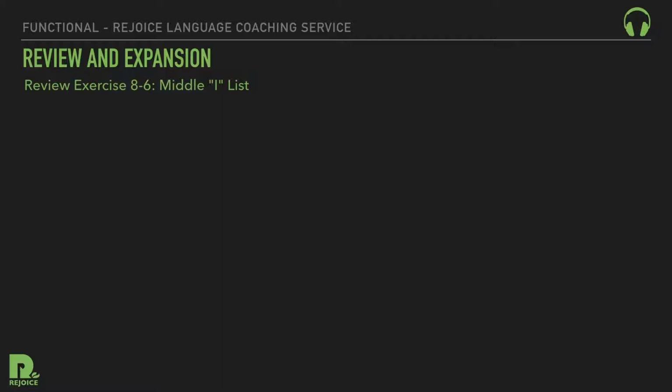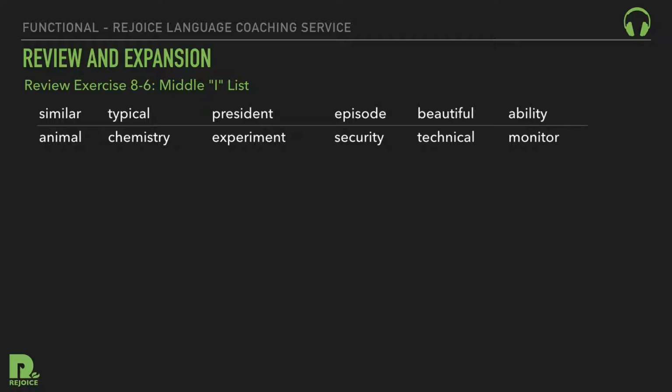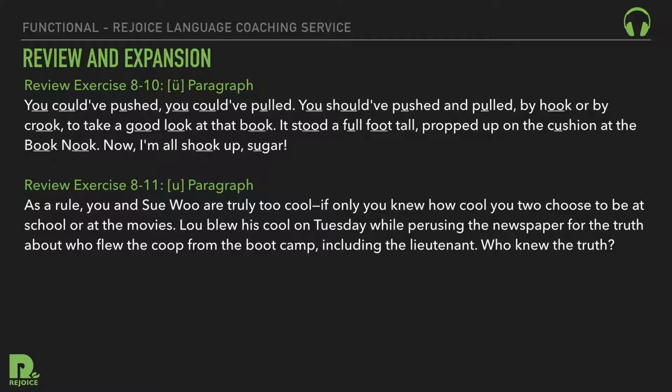Review exercise 8-6, middle eye list. Similar, animal, typical, chemistry, president, experiment, episode, security, beautiful, technical, ability, monitor. Review exercise 8-10, paragraph. You could have pushed, you could have pulled. You should have pushed and pulled, by hook or by crook, to take a good look at that book. It stood a full foot tall, propped up on the cushion at the book nook. Now I'm all shook up, sugar.